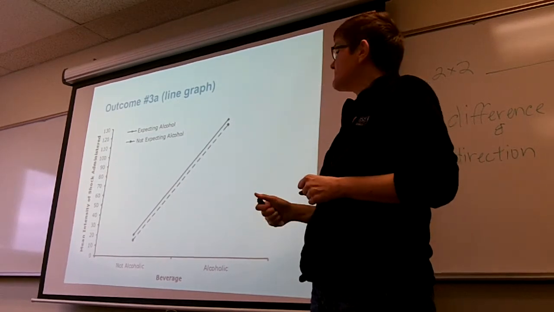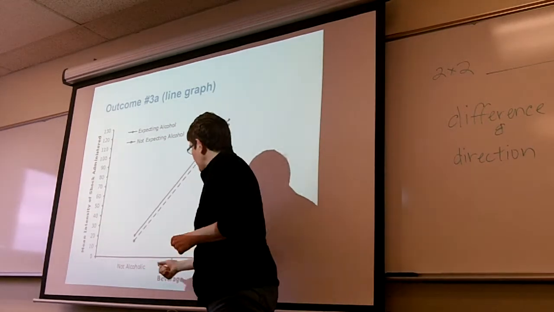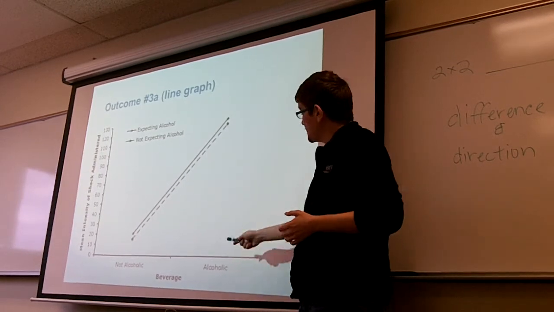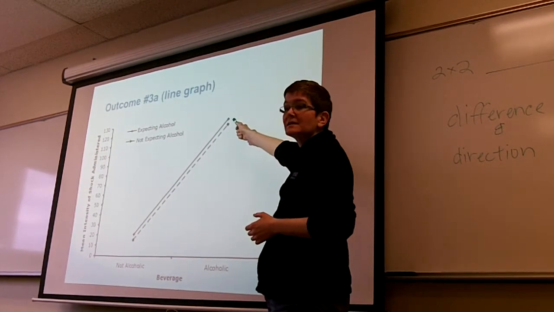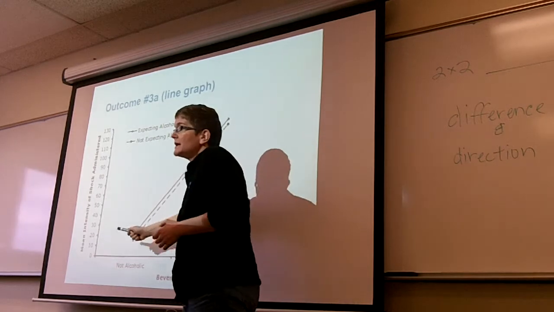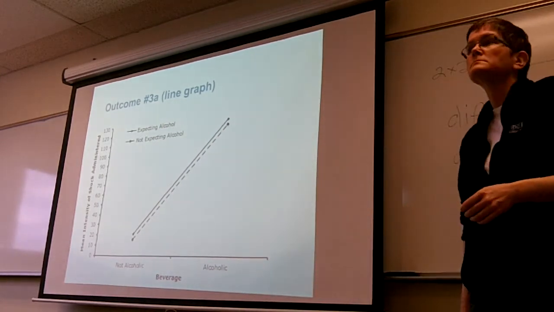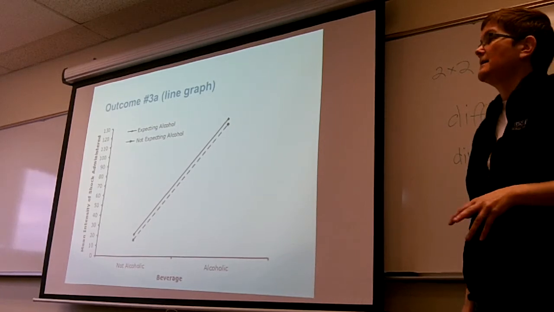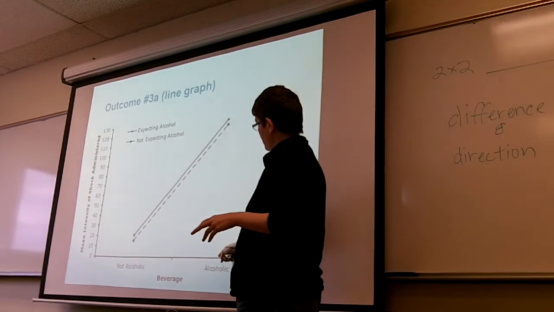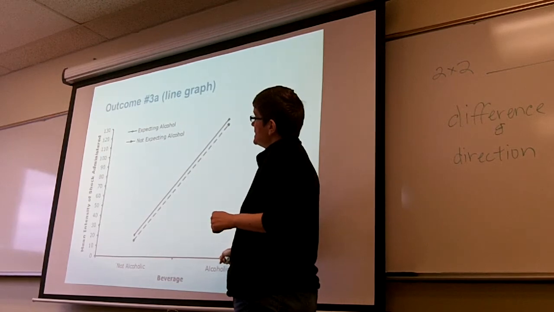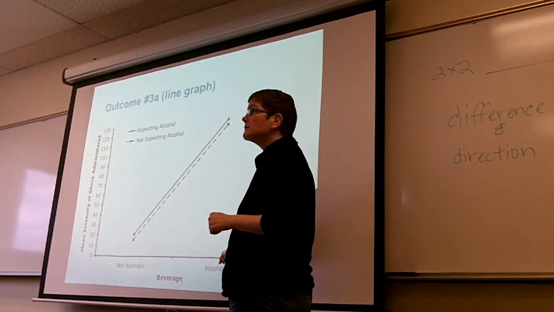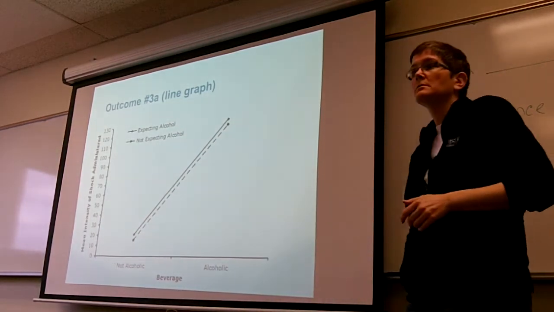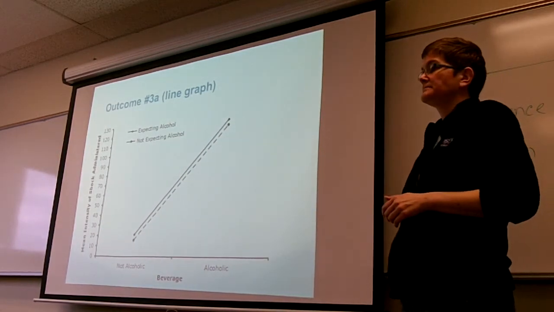Right? So what do you think? Does it matter whether someone got a non-alcoholic beverage or an alcoholic beverage? Yeah, it really matters. People who got an alcoholic beverage shocked significantly more than people who got a non-alcoholic beverage. So there's a main effect of beverage such that people who got an alcoholic beverage administered a significantly higher shock than people who got a non-alcoholic beverage. Can you see that in the graph?